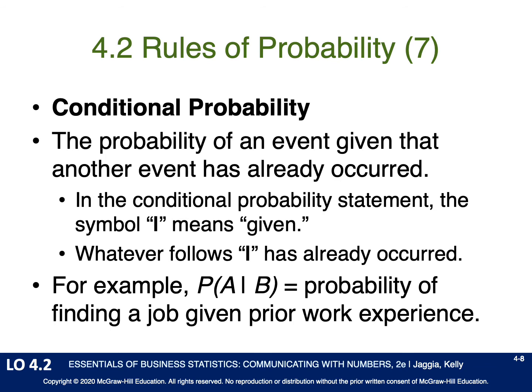So a conditional probability is written as given that. For example, this line here, this bar, reads given that. So the probability of A given B means the probability of finding a job given prior work experience. So that's going to be different than just the probability of finding a job, because prior work experience exerts some influence over your probability of finding a job.